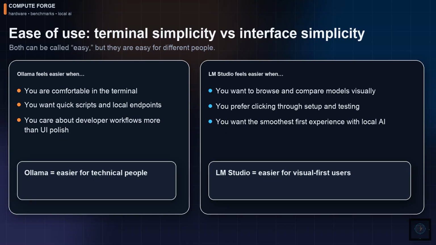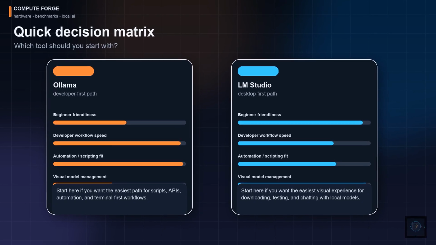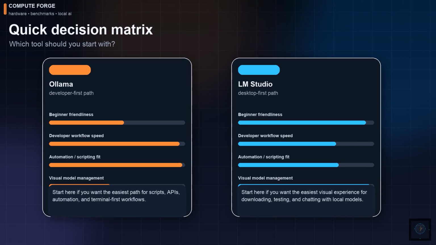So which one is more popular? If you look at developer mindshare, tutorials, GitHub visibility, and the number of projects built around it, Ollama probably feels more dominant in the technical local AI ecosystem. But LM Studio is incredibly popular for a different reason: ease of use. It lowers the barrier for people who want to try local models without learning a terminal workflow first.